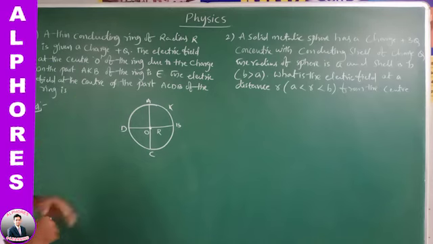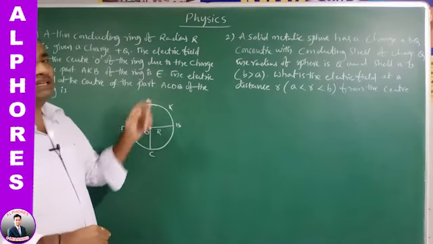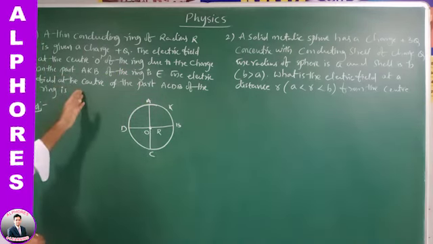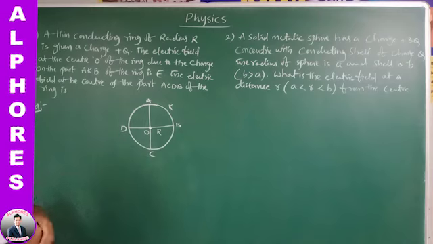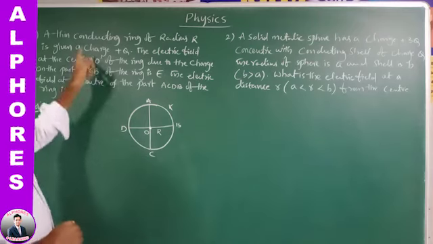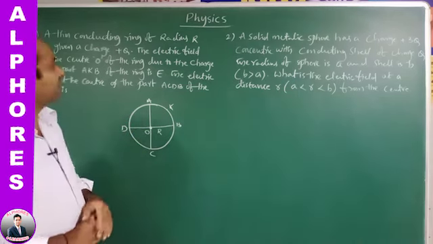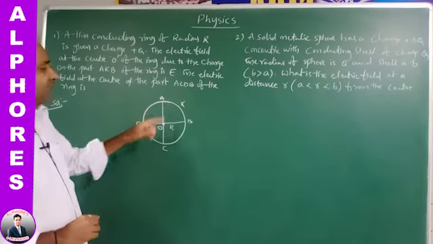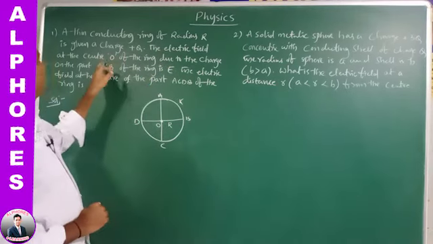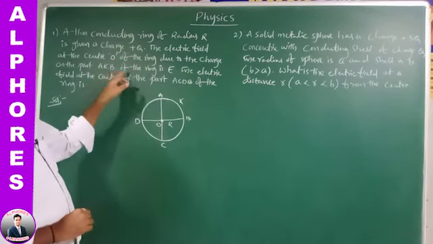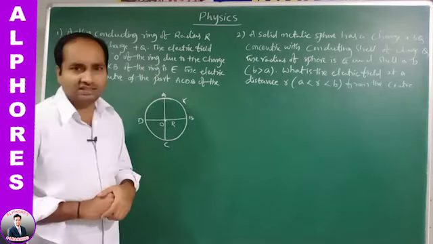The electric field at the center O of the ring due to the charge on the part AKB of the ring is E. What is the electric field at the center due to the part ACDB of the ring? So this is a thin conducting ring of radius capital R. The charge given to the ring is Q. The electric field at the center O due to the part AKB is E.